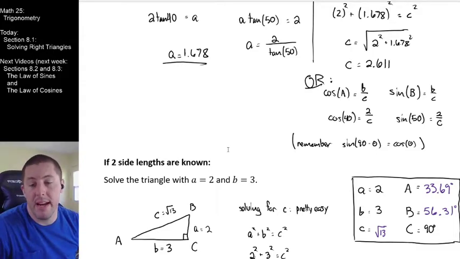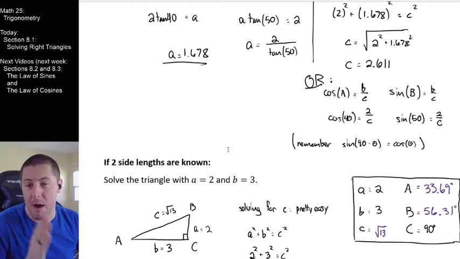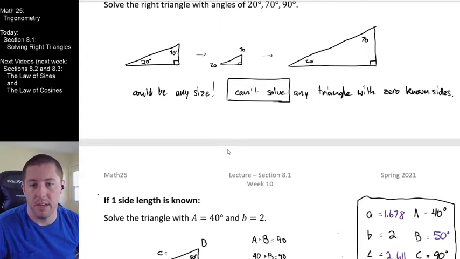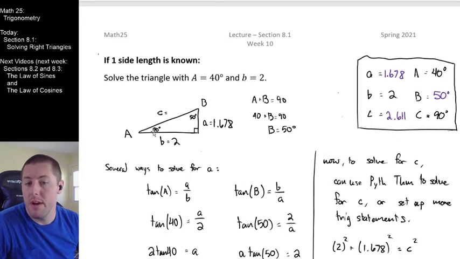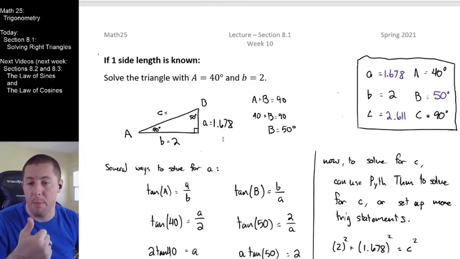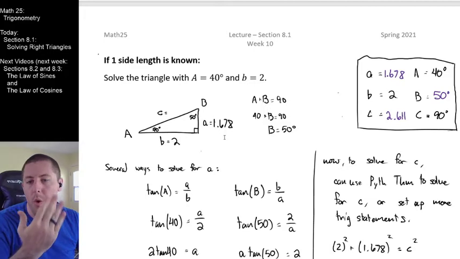Once we go to talk about sections 8.2 and 8.3 next week, it's going to be really, really important that we identify not only how many angles and how many sides we know, but in what order they are around the triangle here. For example, in this guy, we knew 40 and adjacent to it we knew 2. That would be a little bit different than if we knew 40 here and a 2 on the opposite side over here. So when we talk about our non-right triangles next week, we're not only going to want to identify how many sides, how many angles, but in what order they are known.